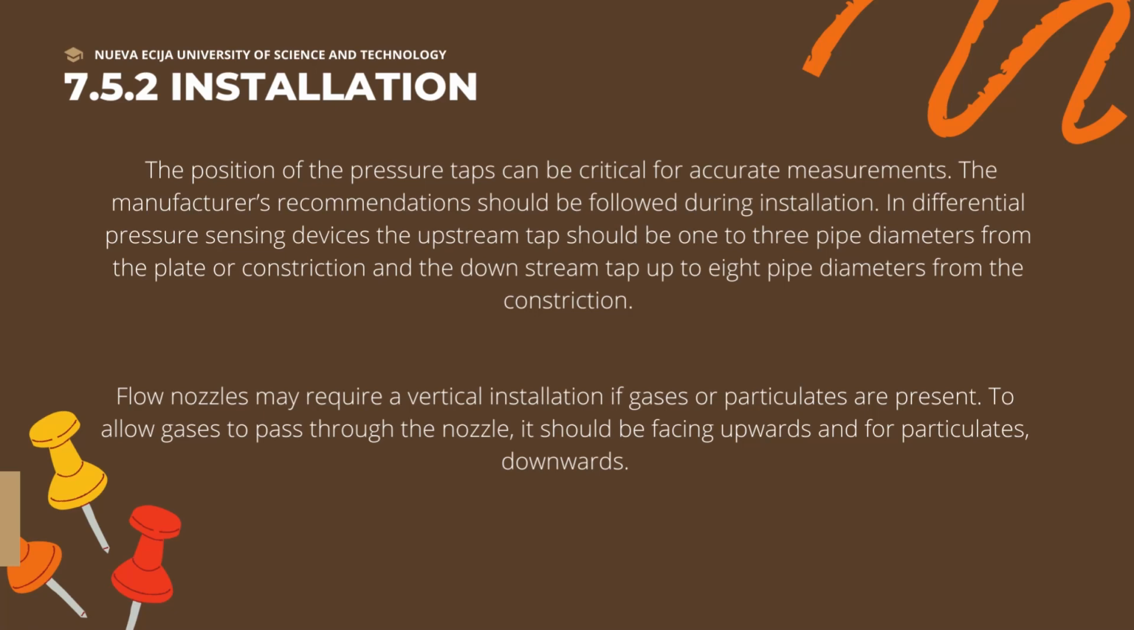It may also be necessary to incorporate laminar flow planes into the pipe to minimize the flow disturbances, and dampening devices to reduce flow fluctuations to an absolute minimum. Flow nozzles may require a vertical installation if gases or particulates are present. To allow gases to pass through the nozzle, it should be facing upwards, and for particulates, downwards.